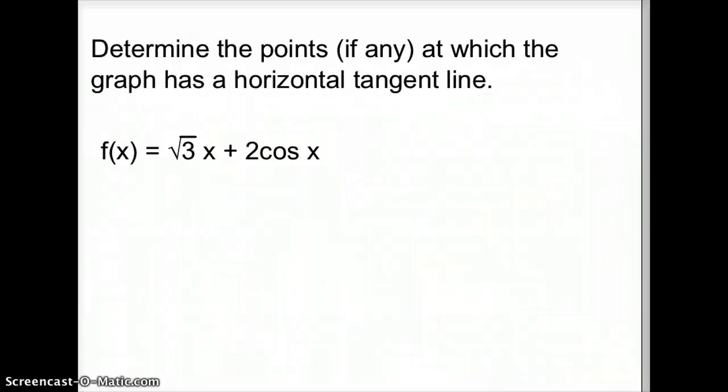The next example is to determine the points, if any, at which the graph has a horizontal tangent line. Okay, this is the graph. We've got to find where it has a horizontal tangent line. You should be able to make the connection in your mind. The horizontal tangent line has a slope of what? So horizontal lines go like this, right? Slope of 0. We also should think about the slope being the derivative.